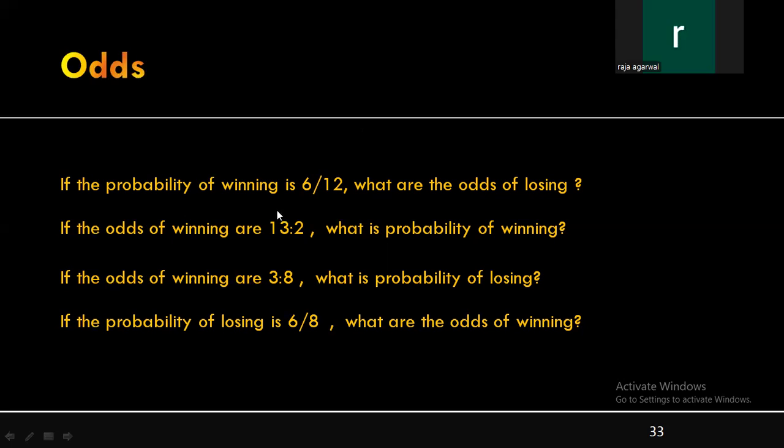So if the question is something like what is the probability of losing, the answer is simple and straightforward, 6 over 12. That means 1 by 2, which is 0.5. We can say it that way. But if I have to tell it in terms of odds, how do you do that? Odds of losing, 6 over 12, right? How do you tell that?